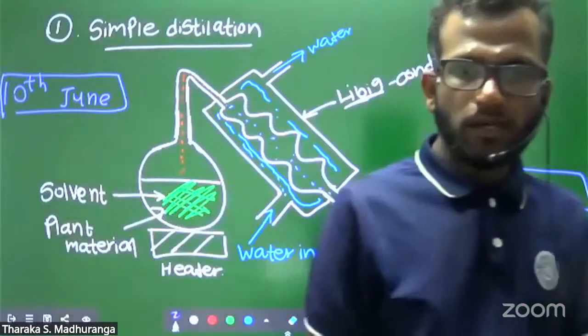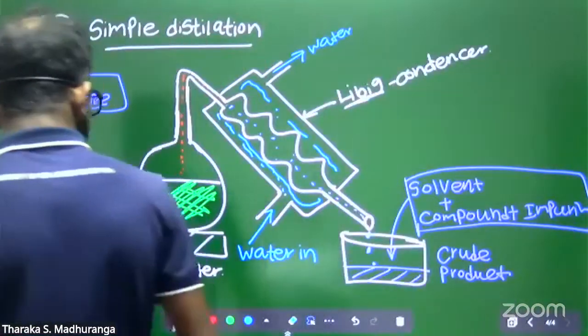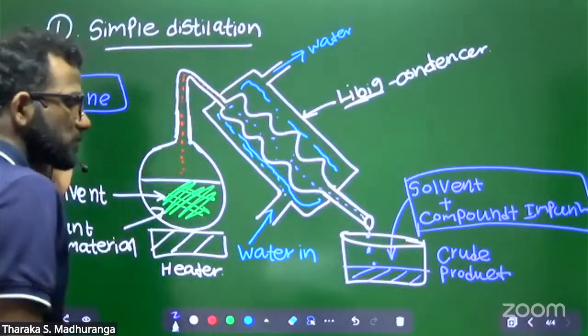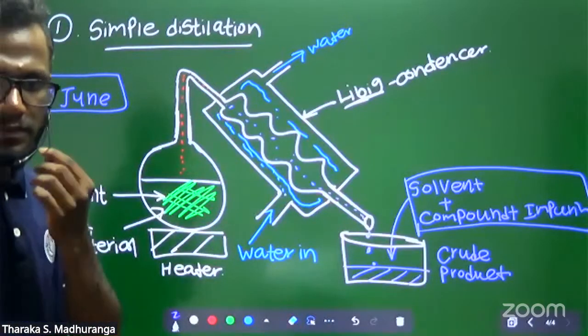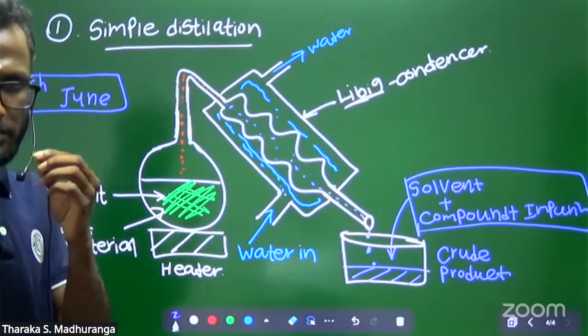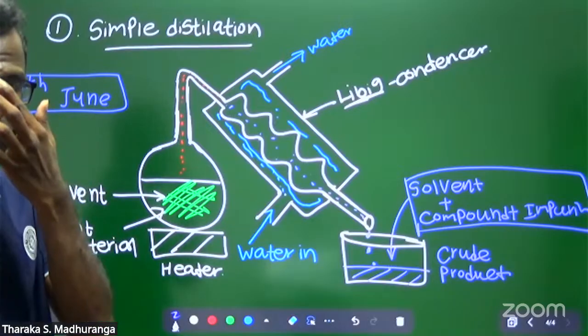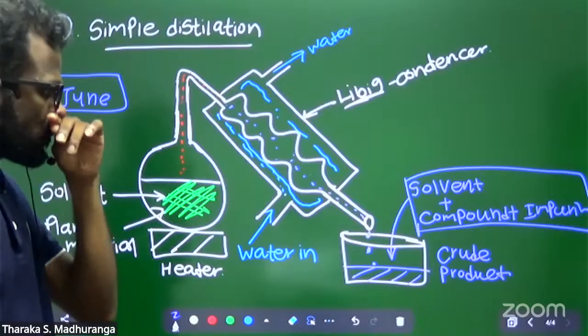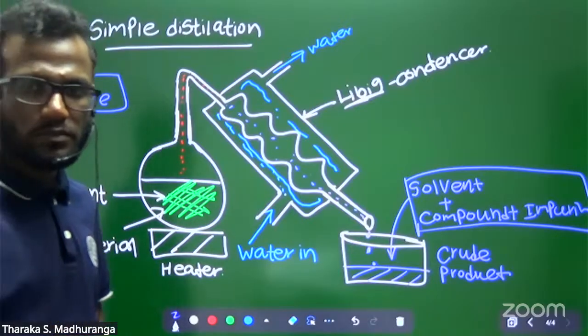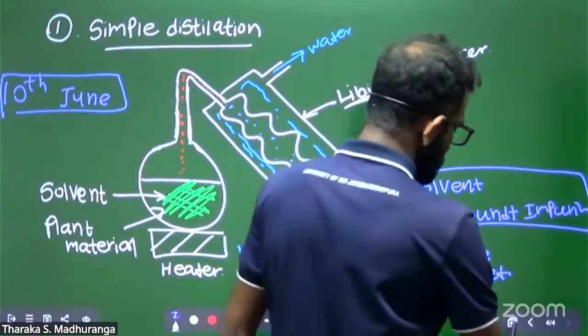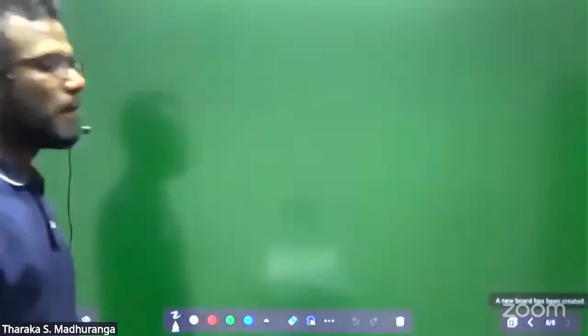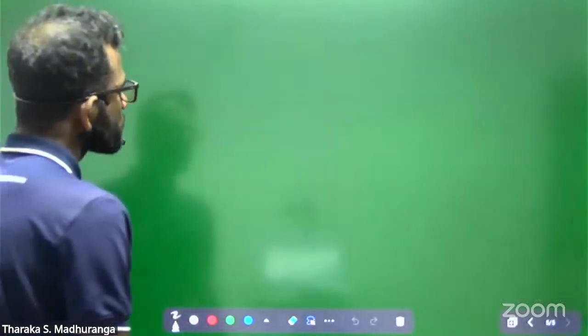Any doubt about simple distillation? Okay, come to the second one.